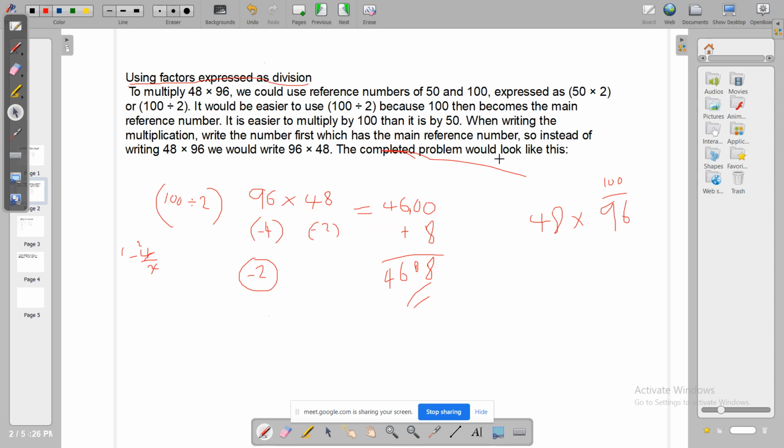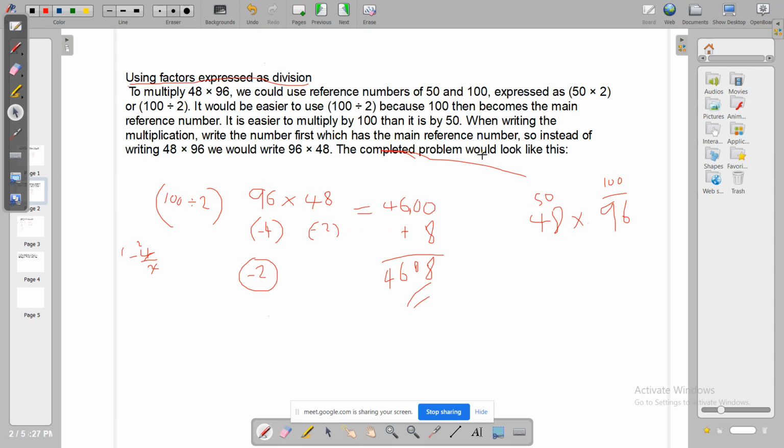Do you agree? When you look at 48, what reference number can we use for 48? It's 50, right? Okay, so 50. Now, if you want to use a division sign, first you have to look for your main reference number. We know that we always want to work with 100, 10, those make it easy when we are working with that.